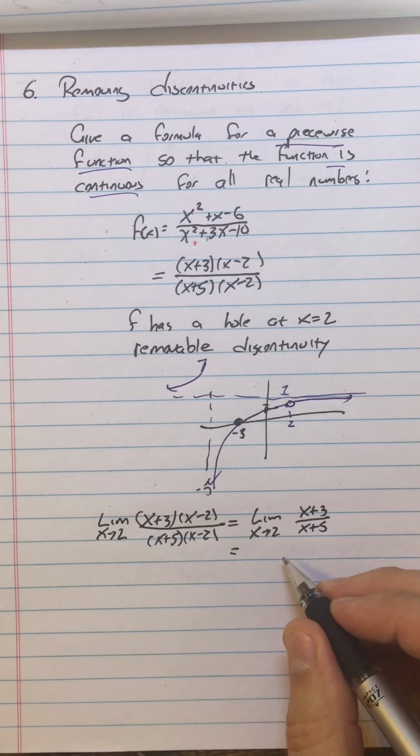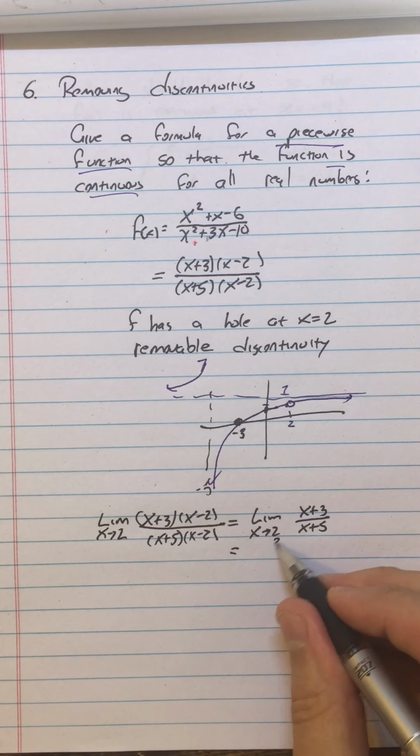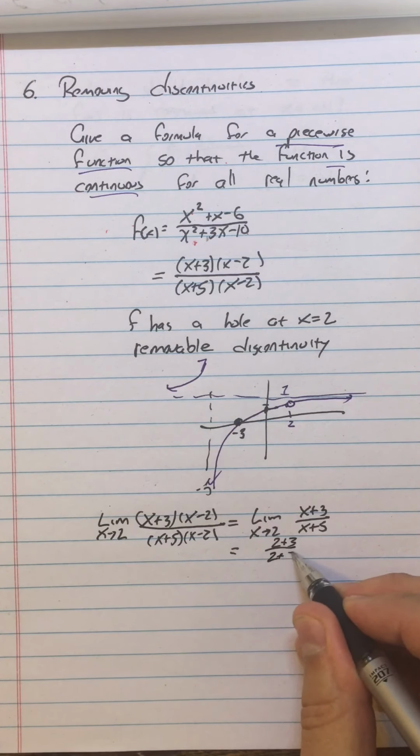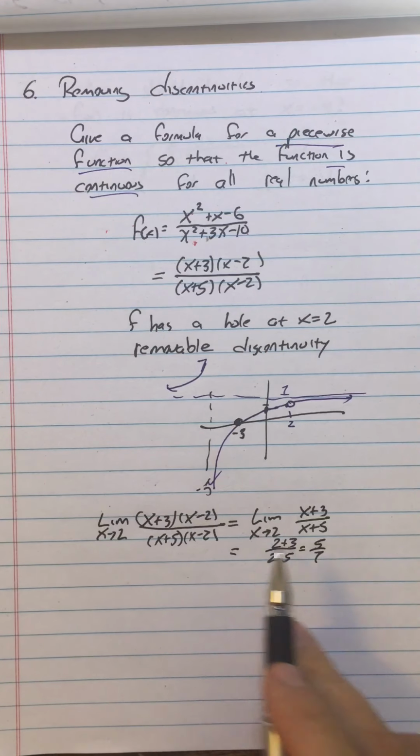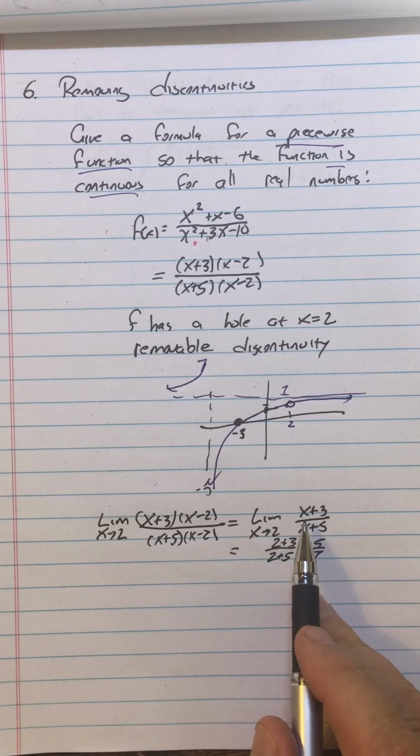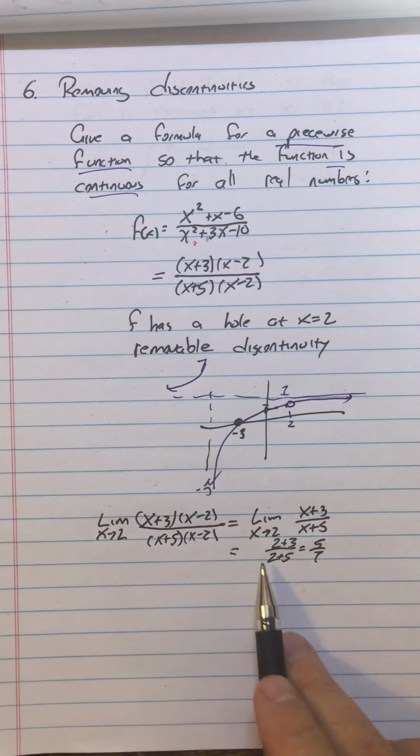Now we're ready to evaluate the limit and say this is equal to (2 + 3) over (2 + 5). It's 5/7. All right? When I plug in the value, I'm really evaluating that limit by substitution. Now it's not a limit anymore.